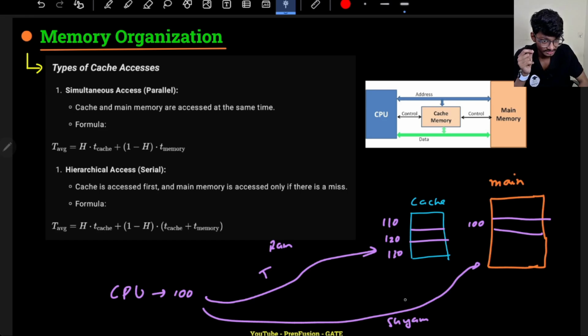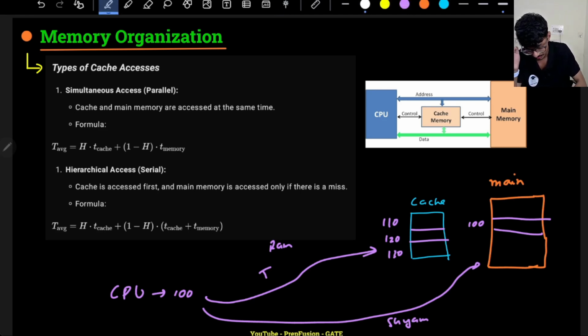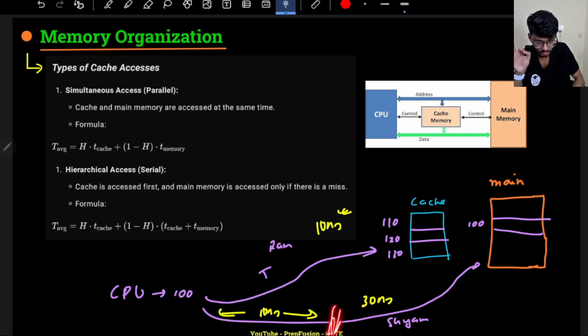So the advantage here is, let's say it takes 10 nanoseconds to reach from the CPU to cache memory, and 30 nanoseconds to reach from the CPU to main memory. After 10 nanoseconds, I get to know that the data is not in the cache. At t equals 10 nanoseconds, Ram tells Sam that the data is not present in cache memory. You are already midway, so please continue and go and bring the data. So basically I save 10 nanoseconds here, because I am already in the middle. I only need 20 nanoseconds to reach the main memory.